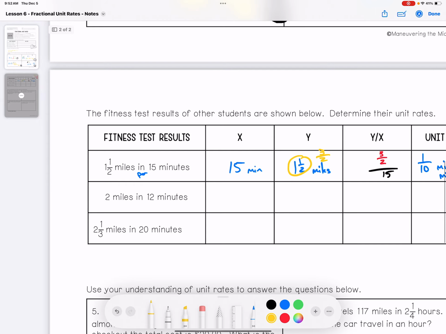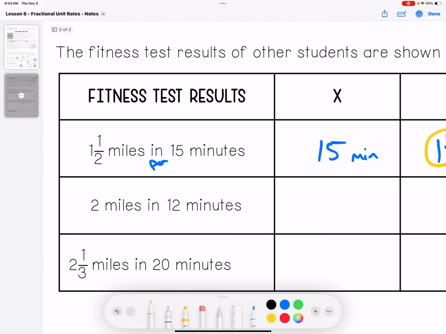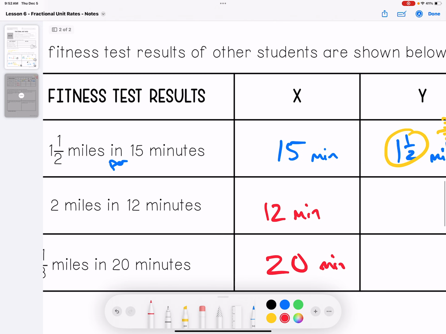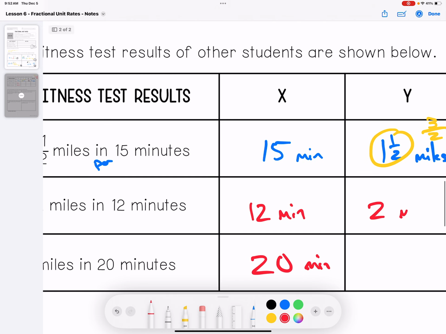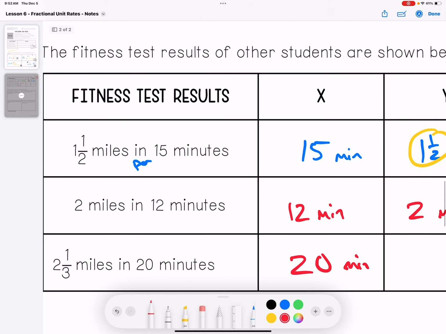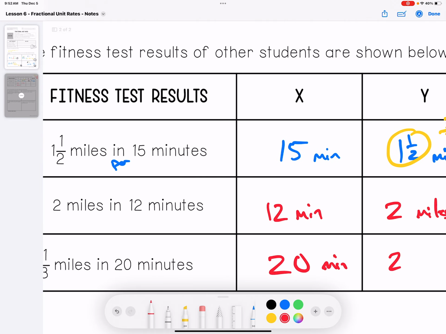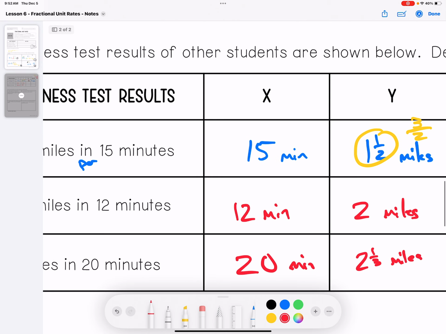All right. Next one. We have 2 miles and 12 minutes. The X is minutes. So let's go ahead and do the last one while we're working on it. The Y is 2 miles. The next one is 2 1/3 mile. Let's go ahead and convert that to an improper fraction. So we put it in our calculator. 3 times 2 is 6, plus the 1 on top is 7 over 3.